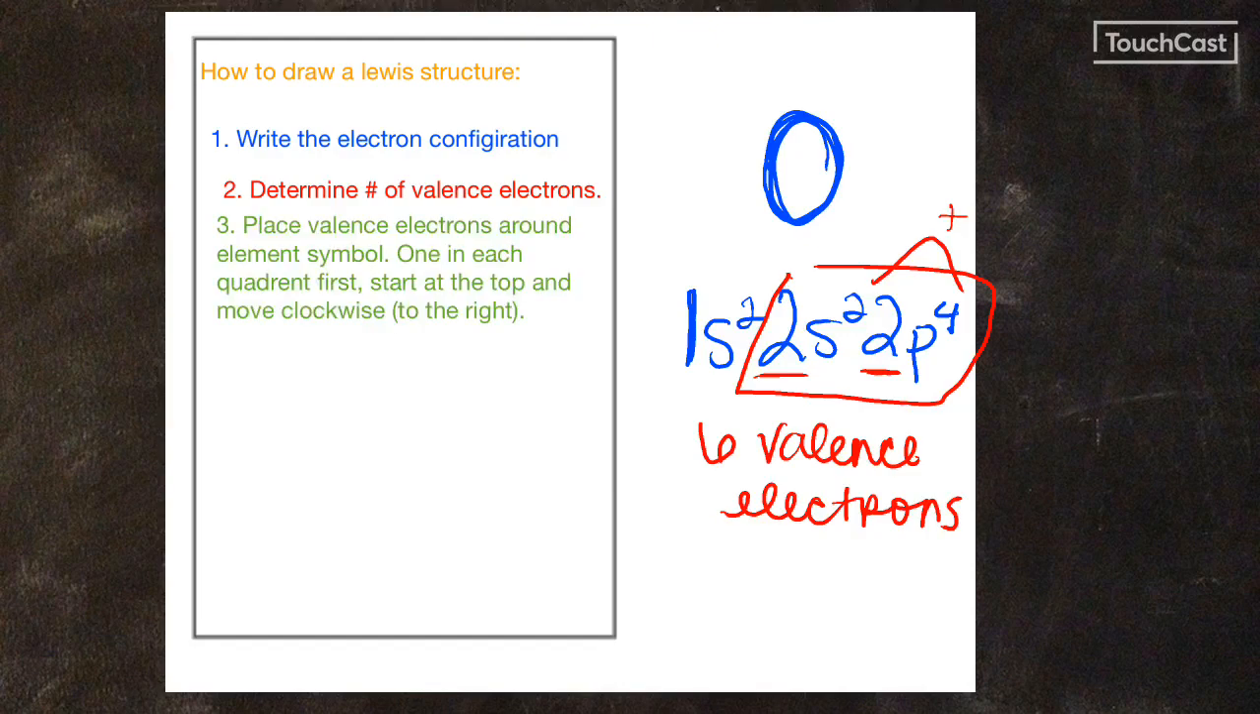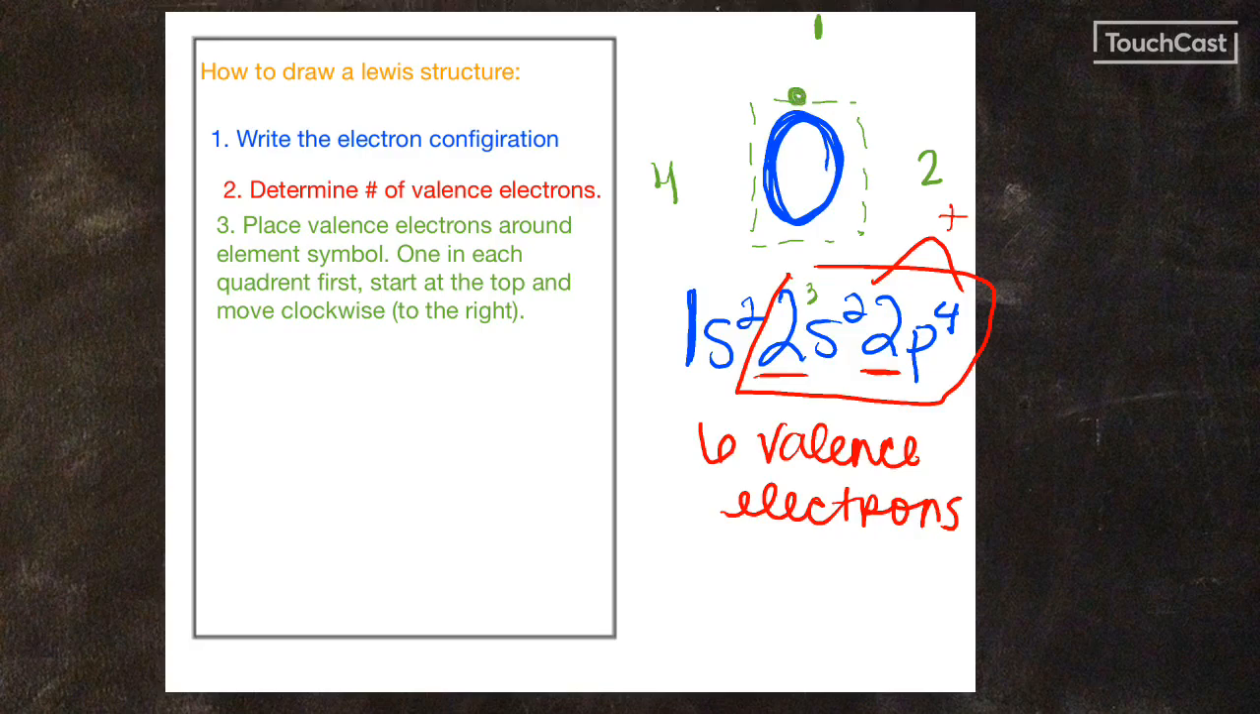And our last step is to place the valence electrons around your element symbol, one in each quadrant first. Start at the top and move clockwise. So anytime you see an element, you should think there's an imaginary box around your element. And that makes 1, 2, 3, 4 quadrants. So you're going to put 1 in each quadrant and then move clockwise. So I start at the top, and I move to the right.